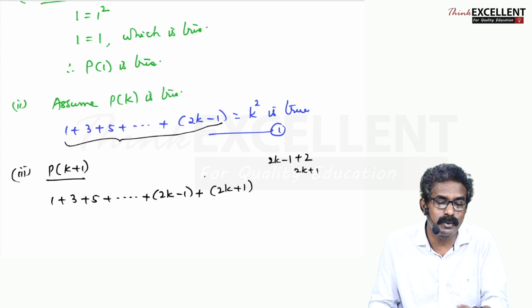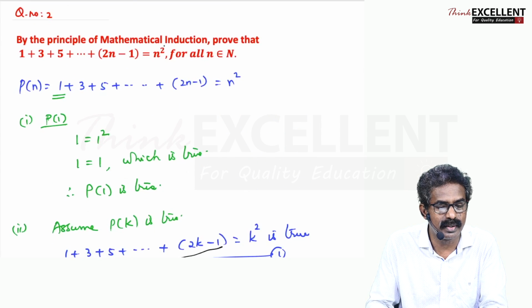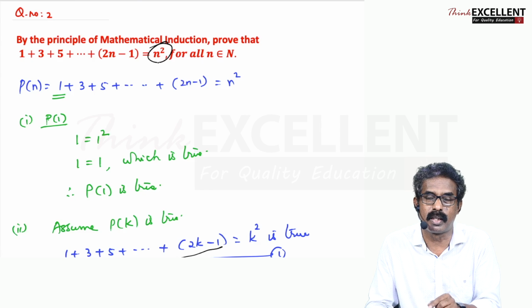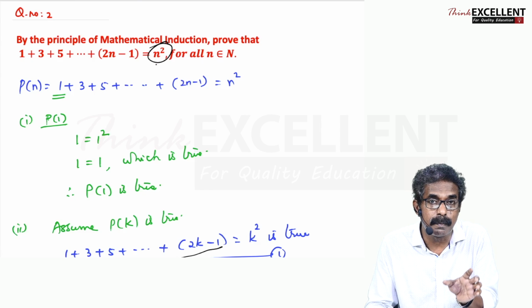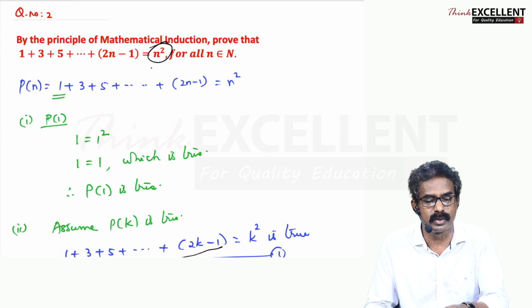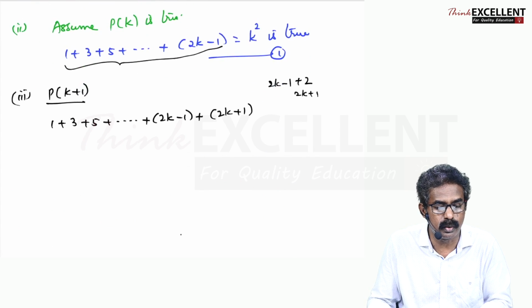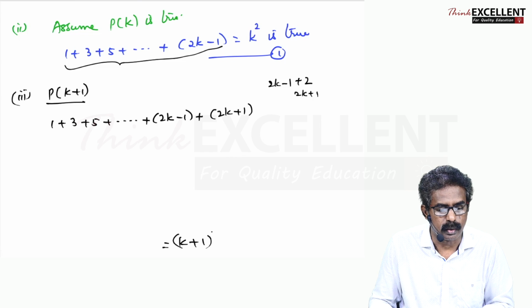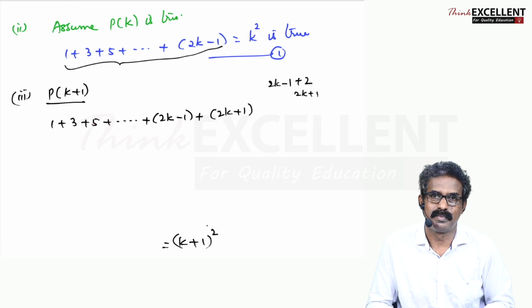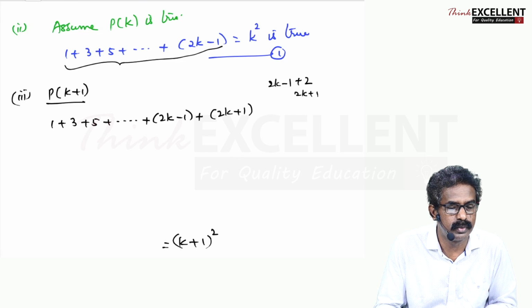What answer are you supposed to get? Instead of n, you put k plus 1. So n square becomes k plus 1 the whole square. You are supposed to get k plus 1 the whole square. Once you get this answer, it's over. Only writing work, right? Now listen how to get this one.